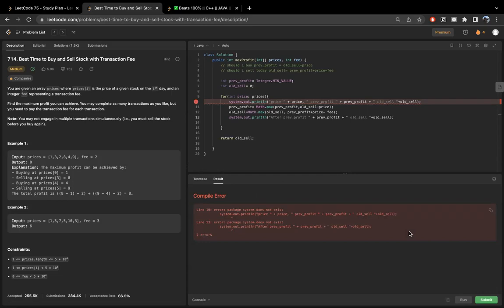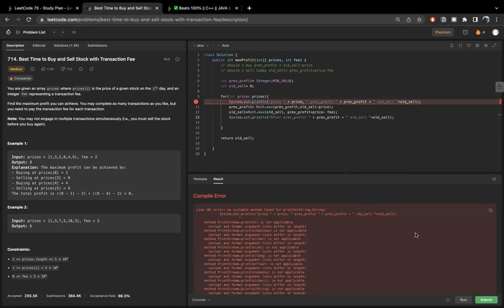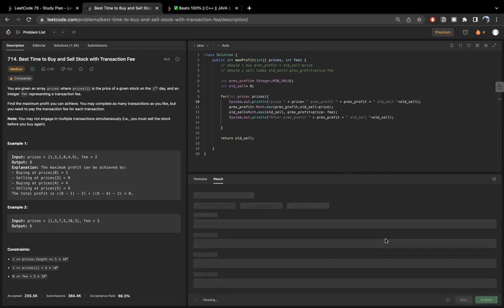So now you see, oh, okay. I'm sorry. I hope this should work. Oh man, my system out, is it like this? No, it is not like this. System.out.println price. Okay, sometimes when you are working with different languages, it happens.